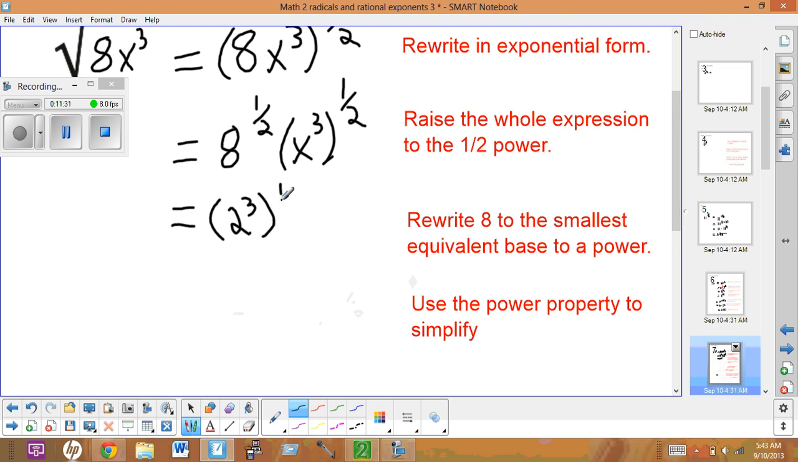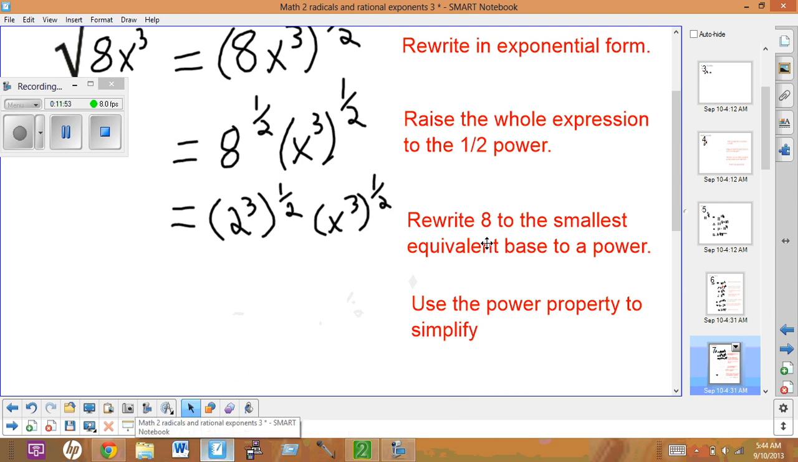There we go. So we have 2 cubed all to the 1/2 power. And the x cubed we're just going to leave like it is until the next step. Okay, so we rewrote 8 to the smallest equivalent base of power, which is 2 cubed.